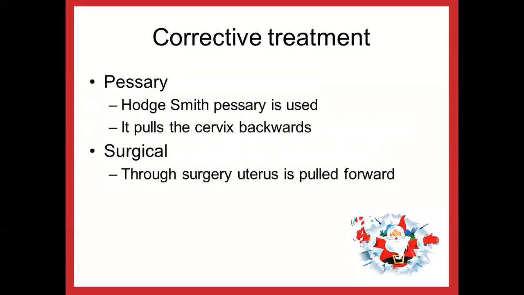Surgical treatment: if the supporting structures of the uterus, such as the cardinal ligament or round ligament, or muscles have any problem, those can be corrected by surgery, so that the uterus and the cervix can be pulled forward, so that we can maintain the normal position of the uterus.